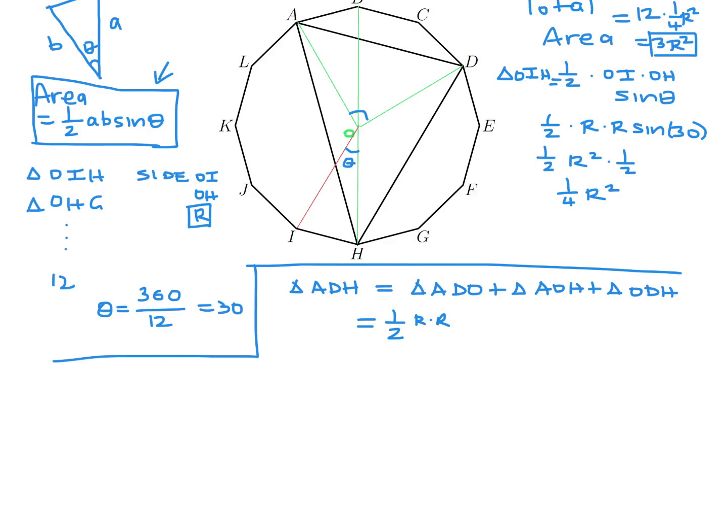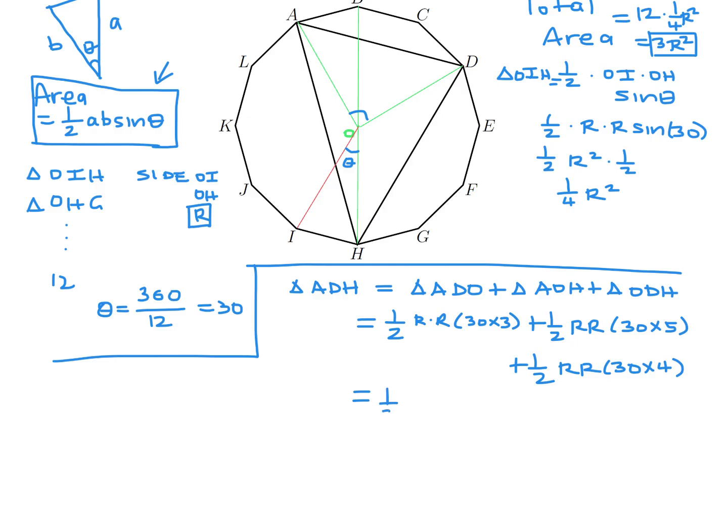That angle would be 30 times 3, right? Because it involves 3 of those smaller triangles. Okay, AOH, again R times R, and then the angle: 1, 2, 3, 4, 5. 5 times 30 for the angle. And then finally the ODH, that's going to be 1, 2, 3, 4. 4 times 30. All right, I'm pretty confident that's going to be the case.